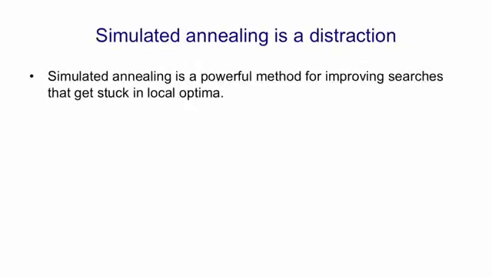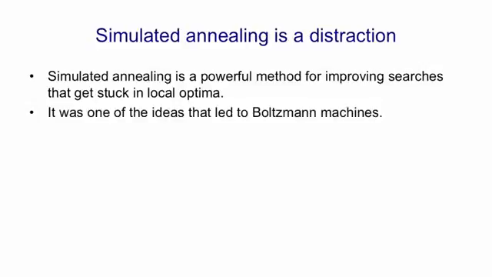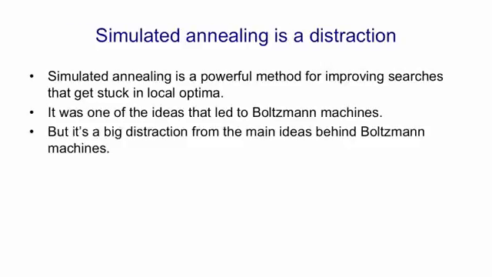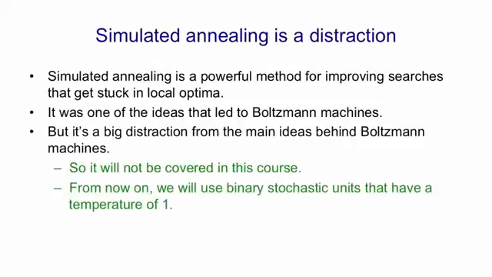Although simulated annealing is a very powerful method for improving searches that get stuck in local optima, and although it was influential in leading Terry Sejnowski and me to the ideas behind Boltzmann machines, it's actually a big distraction from understanding Boltzmann machines. So I'm not going to talk about it anymore in this course, even though it's a very interesting idea. From now on, I'm going to use binary stochastic units that have a temperature of 1. That is, it's the standard logistic function in the energy gap.